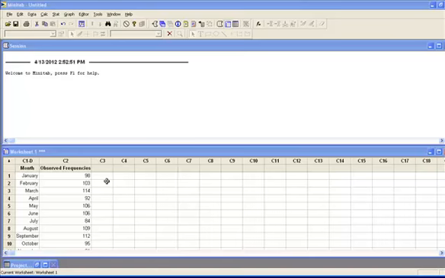Okay, so you notice I've already inputted the information from the problem. I made a column for the month, the categorical variable, although I didn't really need to do this part. It makes the worksheet a little bit more readable. And then I made a column of the observed frequencies from the frequency distribution given.